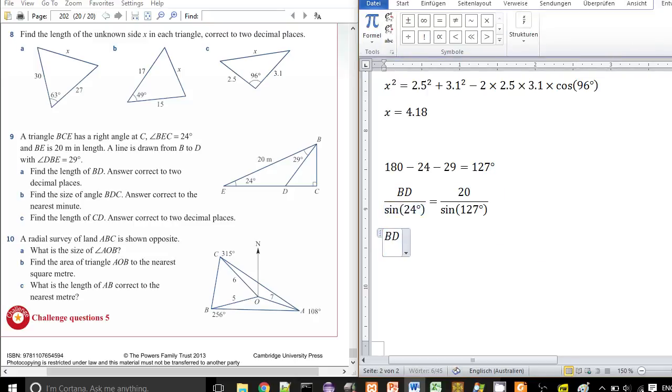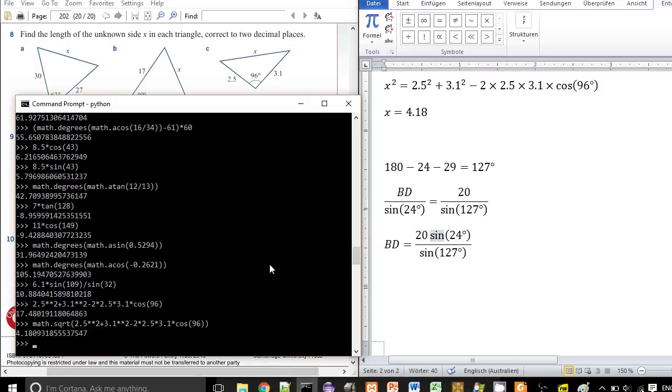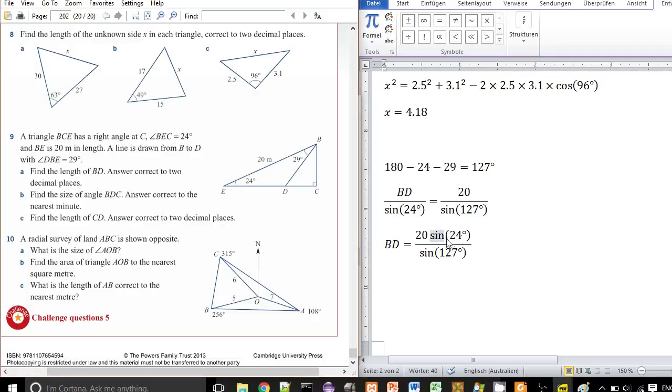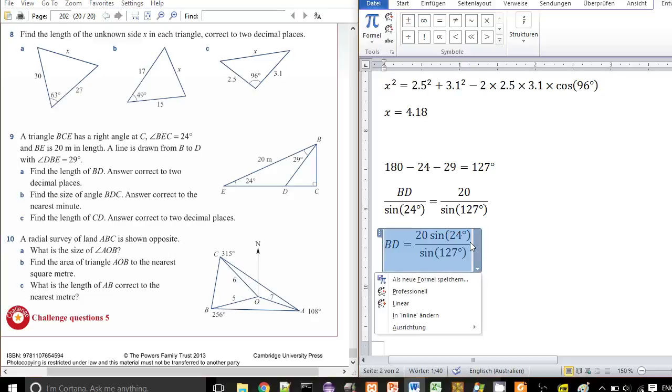Okay, so BD is 20. I'm going to just write this first. And then next to this 20, put the sine 24 degrees. If I want, I can put a times there. Doesn't matter. Alright, let's figure it out. 20 times sine 24 over sine 127. So 10.19. Yep, 2 decimals.